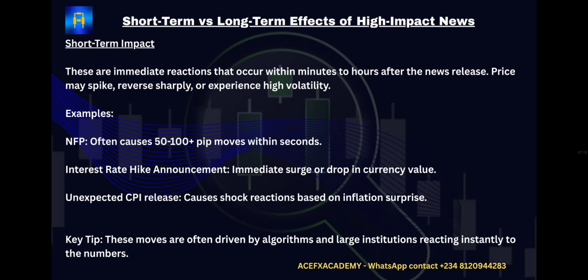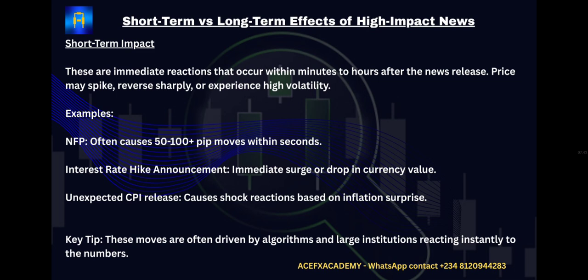Well, short-term impacts, right? These are immediate reactions that occur within minutes or hours after the news release. Price may just spike, reverse sharply, or you experience high volatility. Now, short-term impact news is like the NFP, which is just being released. Immediately you see a reaction. You understand? Like the CPI, immediately you see a reaction.